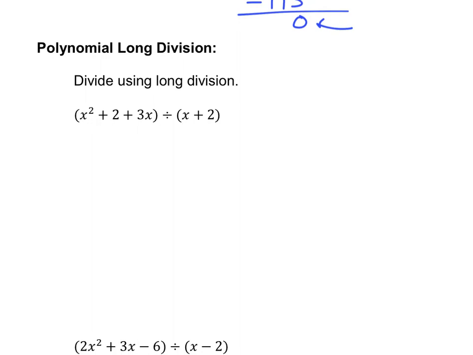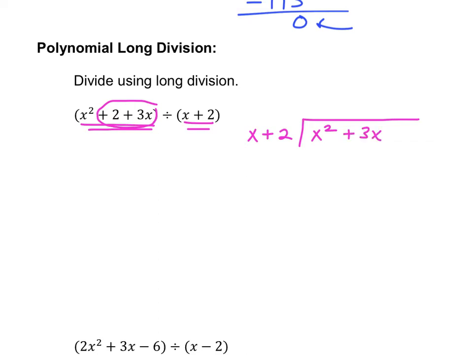Okay, so when we do polynomial long division, let's set it up as a long division problem. This polynomial is being divided by x plus 2. So the x plus 2 is going to go out in front of that polynomial, x squared. Now, I did notice that this is not in standard form, so we do want to flip that around. We want to put the plus 3x and then plus 2 on the end.